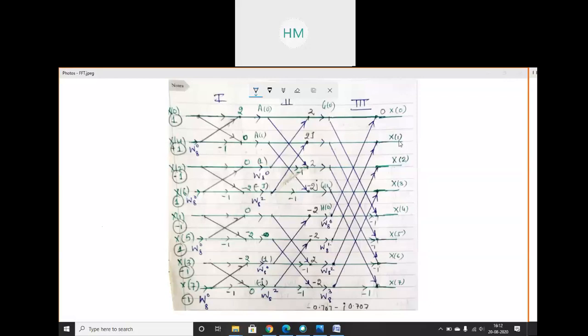x of 0 तो सबका सही आया. Sorry, we are discussing x of 1. So x of 1 में I am having g1. g1 is my 2j. Okay. Then 2j plus w8 1. What is my w8 1? w8 1 is my 1 minus j upon root 2.